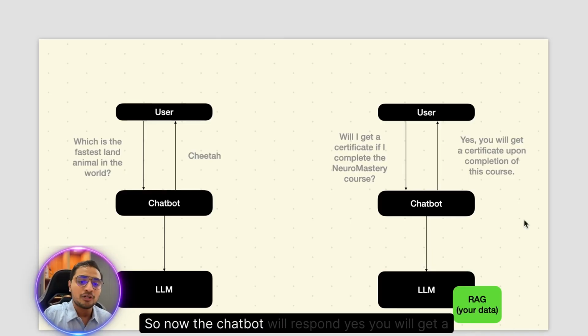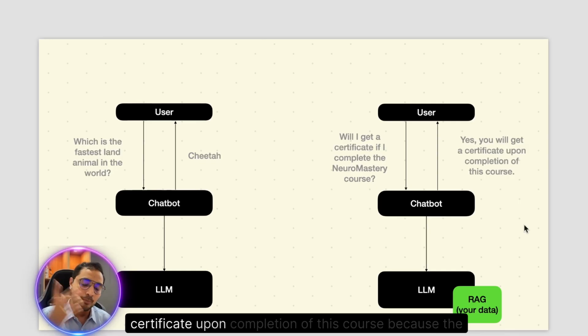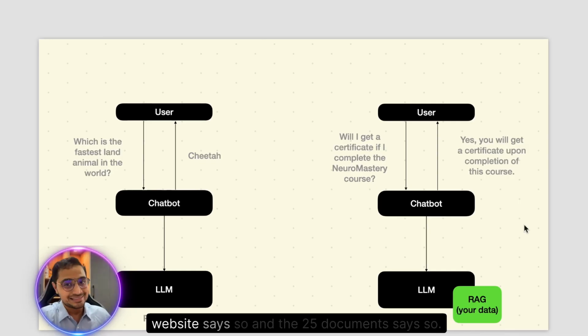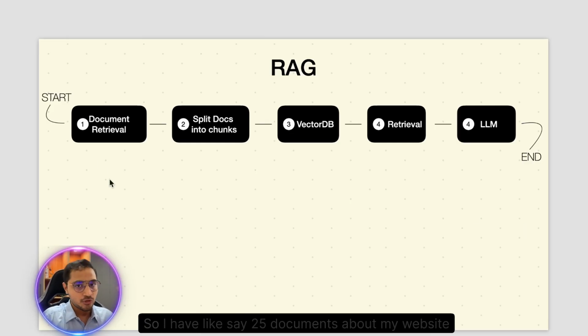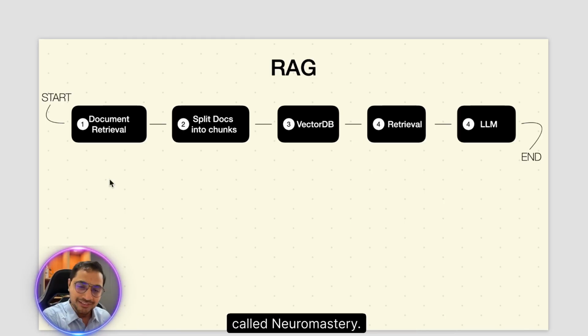So now the chatbot will respond, yes, you will get a certificate upon completion of this course, because the website says so and the 25 documents say so. So this is where RAG comes in. It starts with document retrieval. So I have, say, 25 documents about my website called Neuromastery.